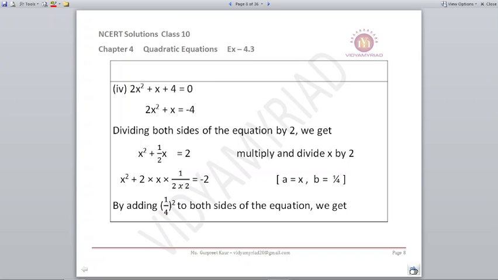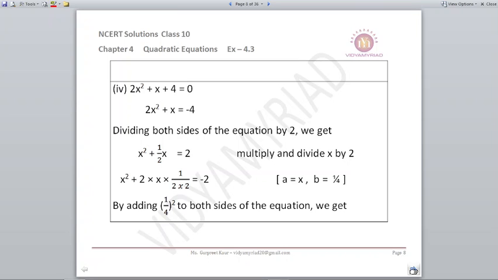Now what is the next rule? I will multiply and divide the x variable by 2. So x square plus 2 into x into 1 upon 2 multiplied by 2 is equal to minus 2. Now if you look over here, what is your a? A is your x. What is your b? B is 1 upon 4.